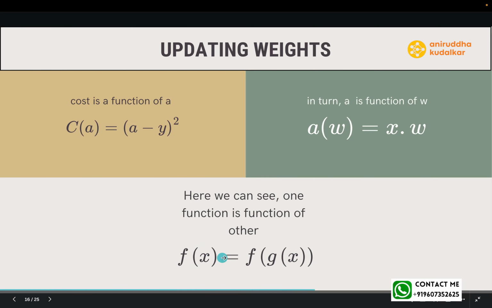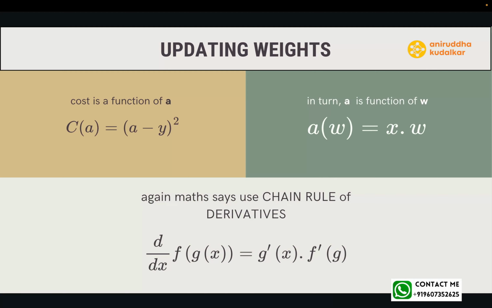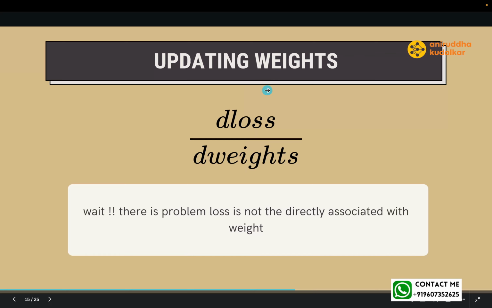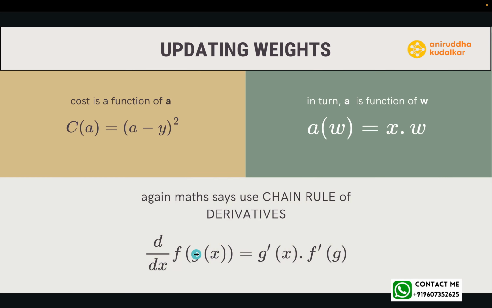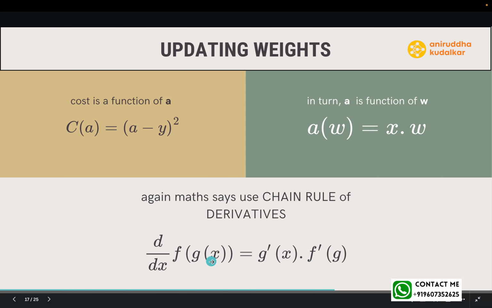f of x is equal to f of g of x. So again math says that, boss, this is easy. If you want to take the derivative of something like this, loss and weight, they are not directly associated, but they are indirectly associated, which is nothing but this f of g of x. Math says to use the chain rule of the derivatives. What you need to use? The chain rule of the derivatives. So f of g of x. This is the standard formula.